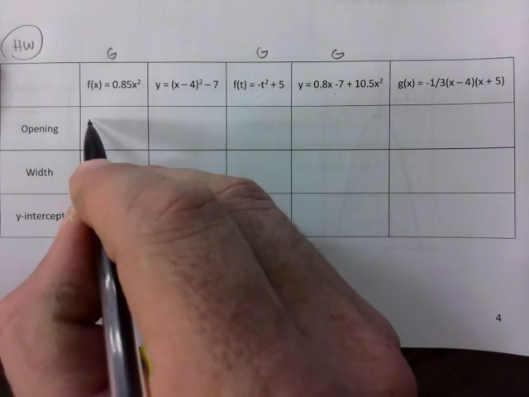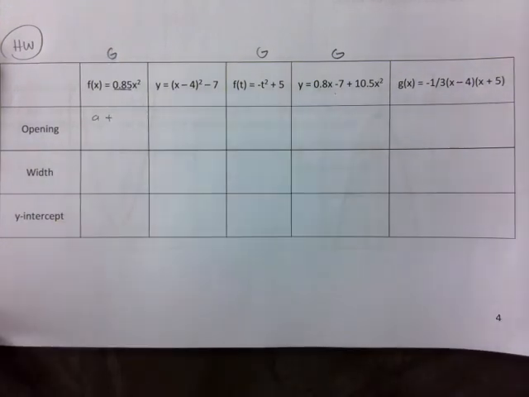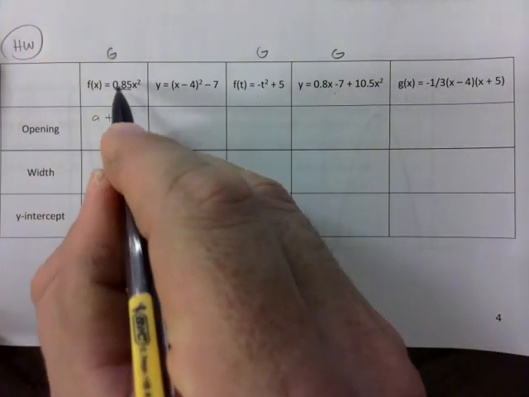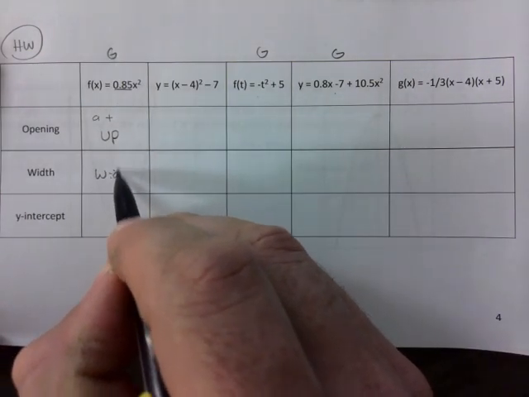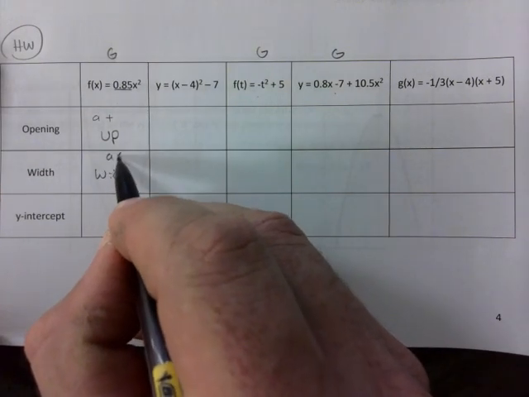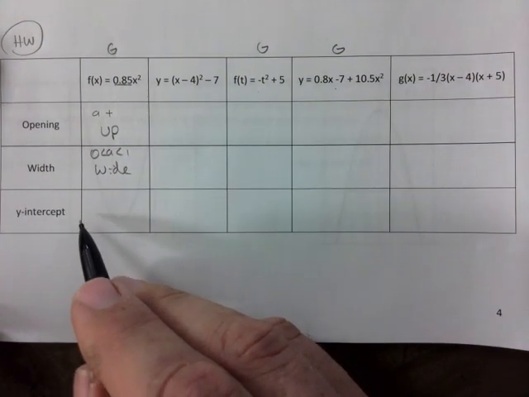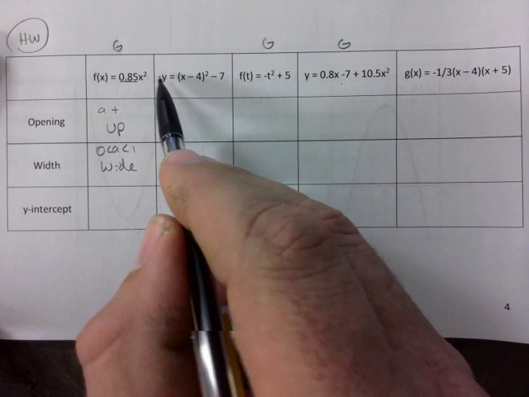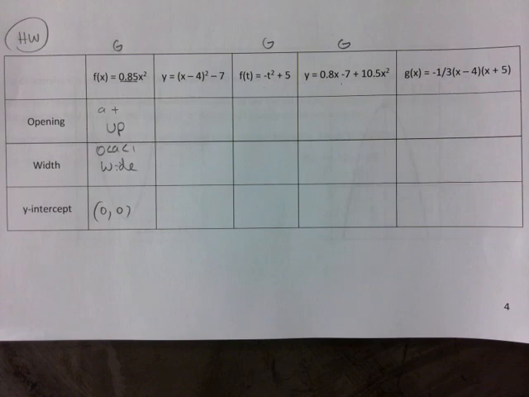For the first one, I look at the leading coefficient. Remember, we're kind of obsessed with that leading coefficient. Even next year, you're going to be like, the leading coefficient, right? So A is positive, so this is pointing up. The width is wide. If I asked you to explain it, it's because A is between 0 and 1, 0.85. And the y-intercept is, there's no constant, so it's automatically (0, 0). That's also the origin, so it's both. It goes through the origin, and that happens to be the y-intercept.